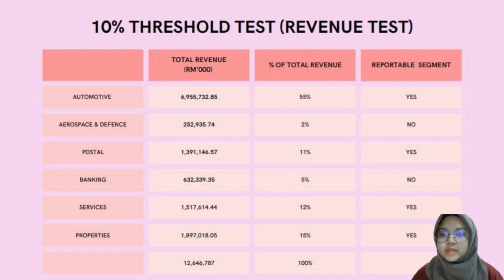So this is the 10% threshold test that we did on Drb-Hicom by using the revenue test. We have 6 segments here, which are automotive, aerospace and defense, postal, banking, services, and also properties. We have 4 reportable segments and 2 non-reportable segments. The reportable segments are automotive, postal, services, and also properties, as the percentage of total revenue exceeds 10%. Automotive is 55%, postal is 11%, services is 12%, and properties is 15%, which means there are 4 reportable segments and 2 non-reportable segments.